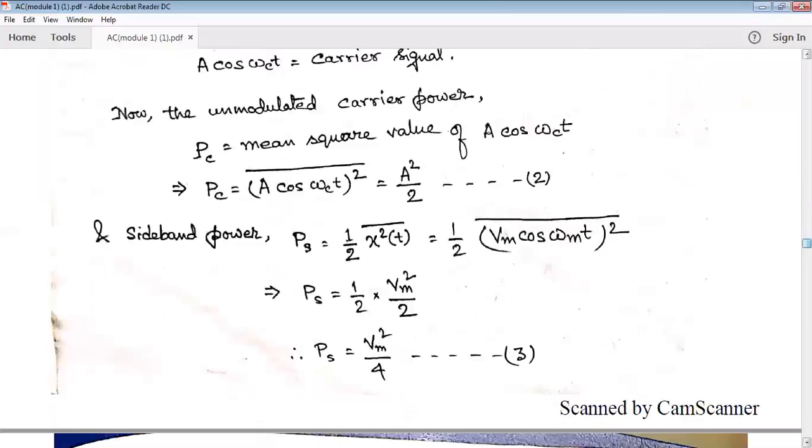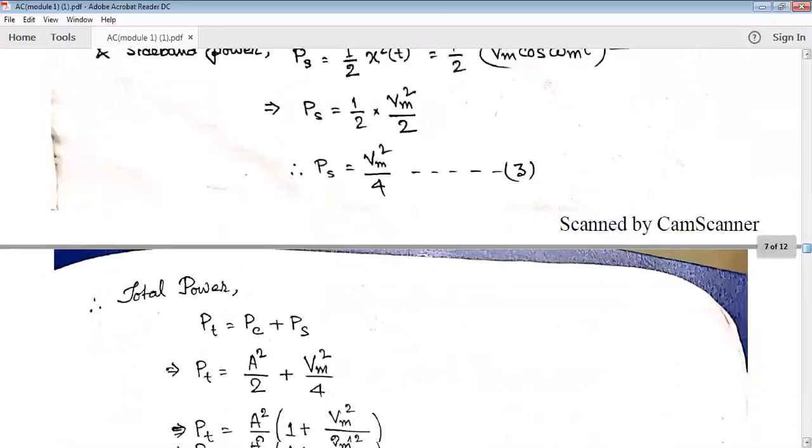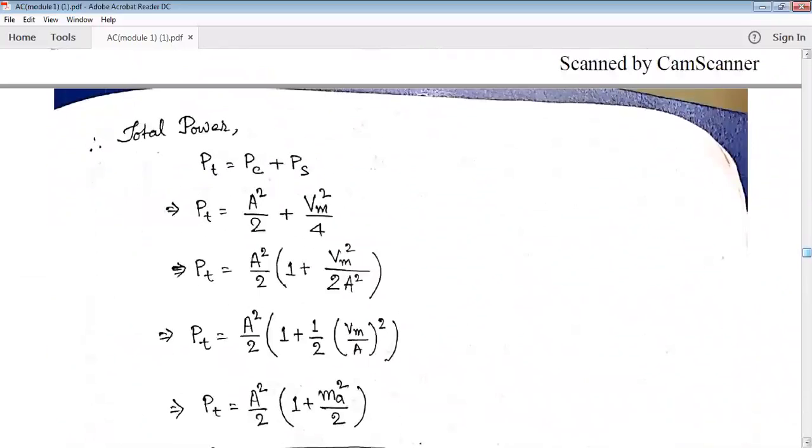The sideband power will have a similar formula, that is half into Vm square by 2, that is Vm square by 4. Why half? Because there are two sidebands present, one is the upper sideband and the second one is the lower sideband. So total power is the addition of carrier power and sideband power. It will give A square by 2 plus Vm square by 4.